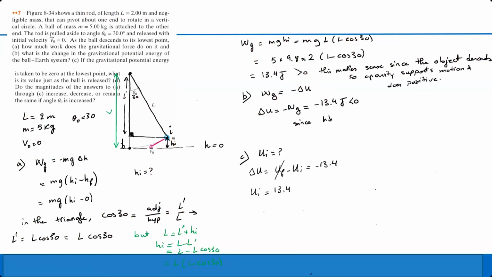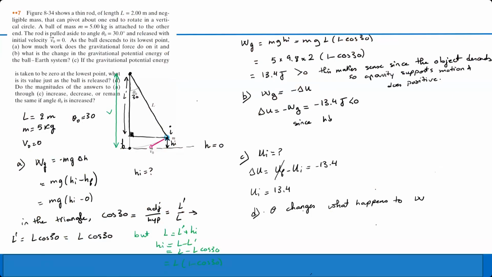Do the magnitudes of the answers to A through C increase, decrease, or remain the same if the angle theta 0 is increased? So here my angle has changed and I want to see what happens. This is part D. So my angle has changed, then okay, let's look at the answers.